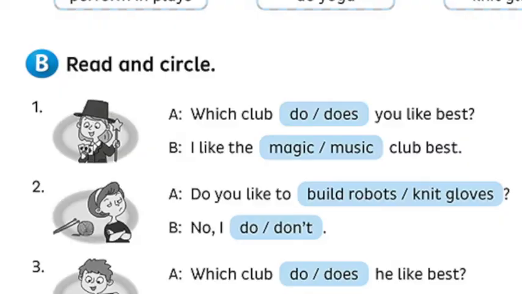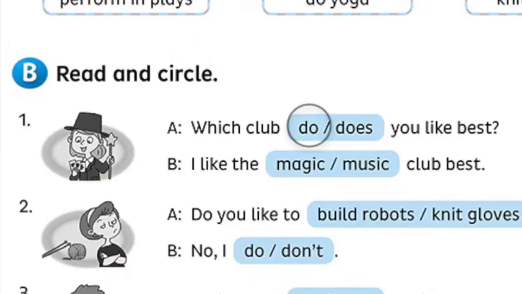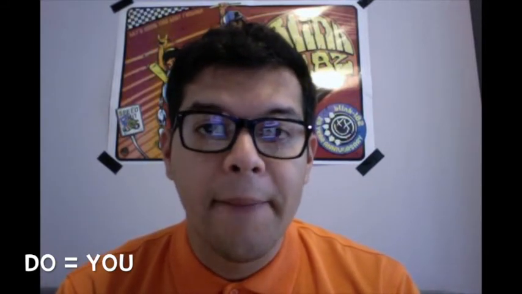Letter A. Which club do or does you like best? Which club do you like best? Or which club does you like best? Which one sounds correct? If you said do, that is correct. We are going to circle do because we see the word you. When we use the word you, we have to say do. Which club do you like best?